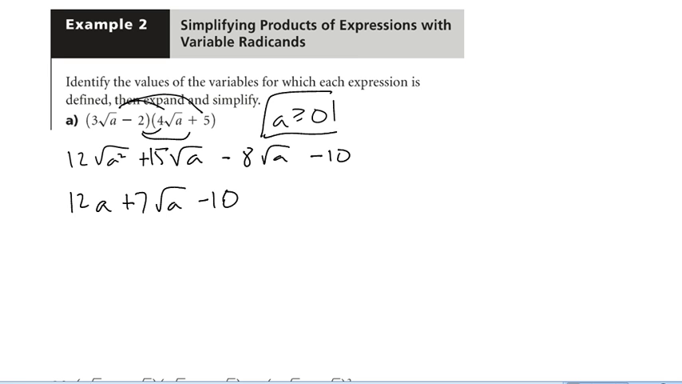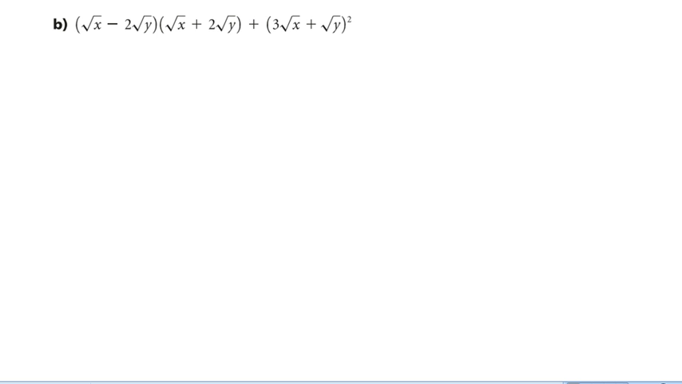If you were to put the absolute value on the a in this case, in the first a, it wouldn't be wrong. Alright, so let's have a look at the modified part b I've changed here. So first thing we're going to have to say is that x and y are both greater than or equal to 0, so that we're not taking square roots of negatives.